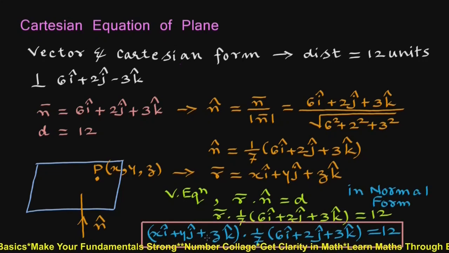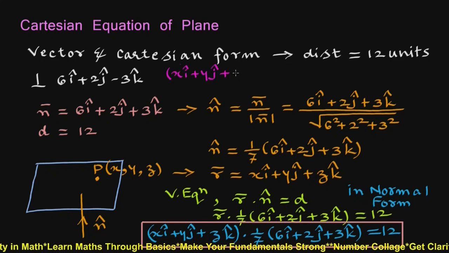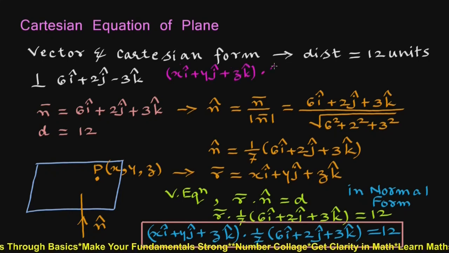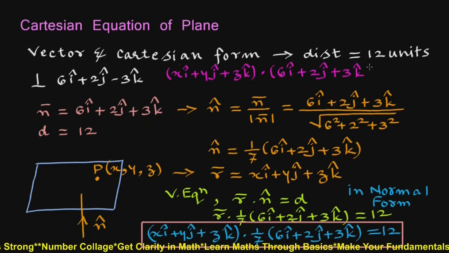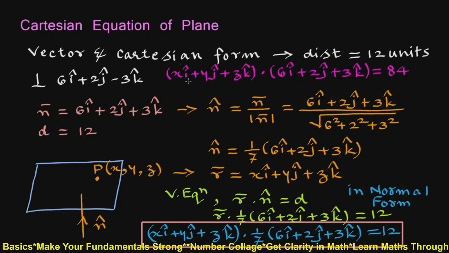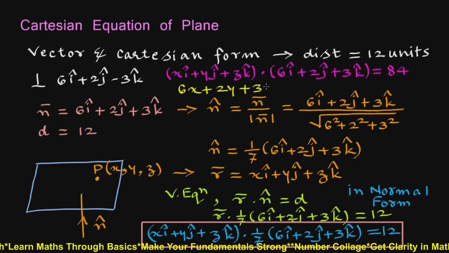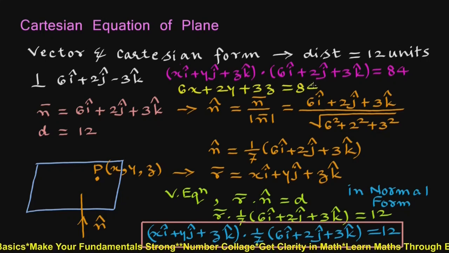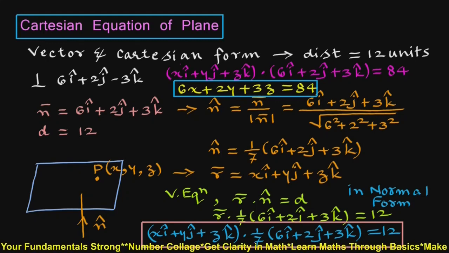We can simplify this normal form and write x i cap plus y j cap plus z k cap dot 6 i cap plus 2 j cap plus 3 k cap equals 12 sevens are 84. Performing dot product of these two vectors, we get 6x plus 2y plus 3z equals 84, known as Cartesian equation of plane.